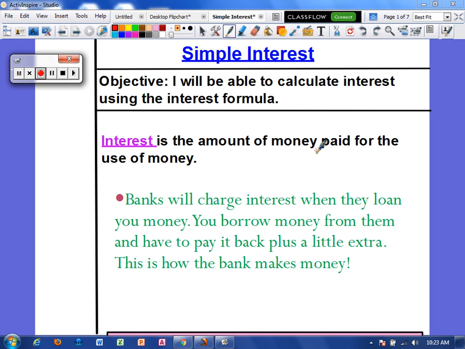Hey everyone. Alright, today's video is going to be over simple interest. Your objective: I will be able to calculate interest using the interest formula.